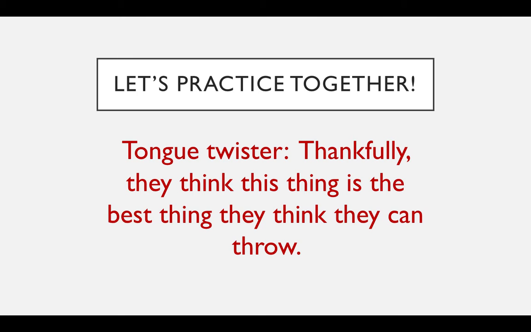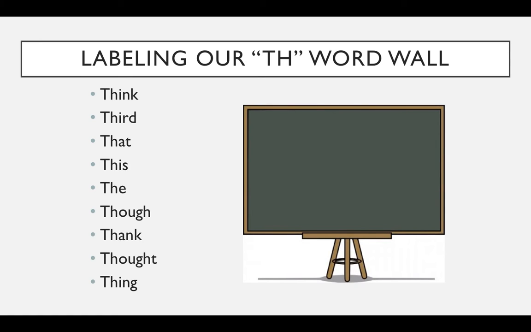Okay, so then we would have a joint practice with the class. It would be like a tongue twister. I would read out the tongue twister first, and then have students repeat after me, with both TH sounds, voiced and unvoiced. So we would say this little tongue twister. Thankfully, they think this thing is the best thing they think they can throw. It has a mix of both TH sounds, and we would practice reading that together as a class out loud.